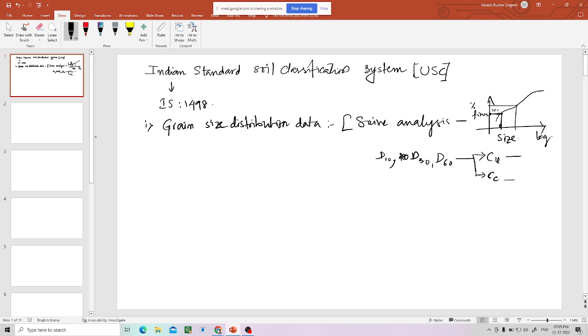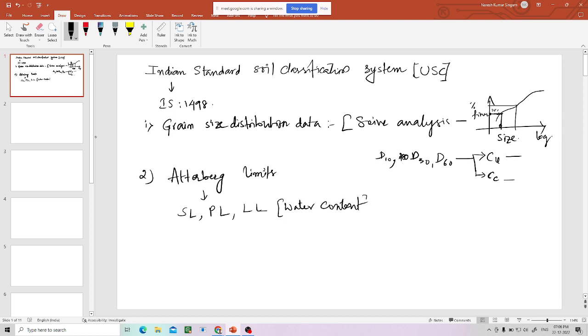Another criterion involved in classification is Atterberg limits, under which we have the shrinkage limit, plastic limit and liquid limit. So it's basically water content. We will find the water content of the soil, and we know what the liquid limit, plastic limit and shrinkage limit are for that particular soil.